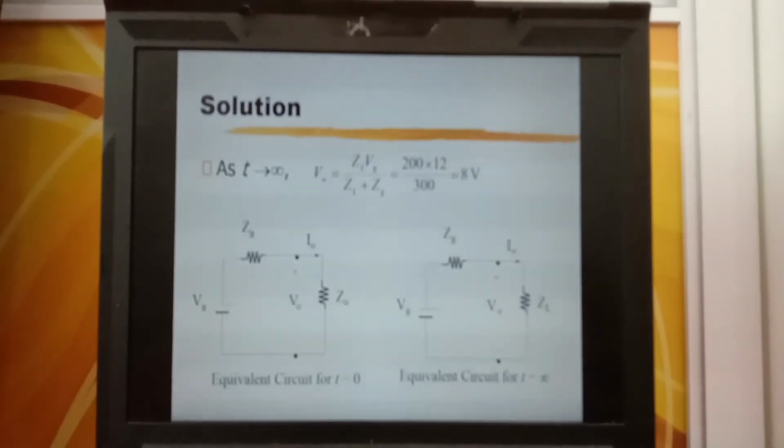The reason why at time t equals infinity, that is the steady state, the voltage will stabilize, is that in this situation we have a DC problem. That is, the effect of the transmission line is negligible.